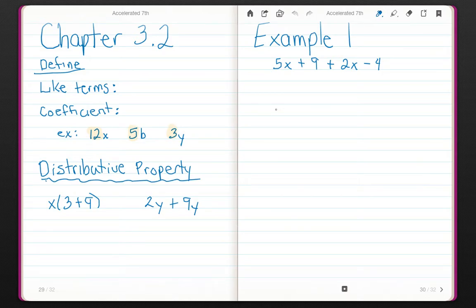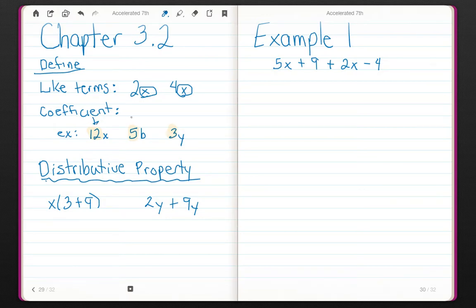Chapter 3.2, Simplifying Expressions. The definitions for this lesson are like terms and coefficient. Like terms are terms that have the same variable factors. So for example, 2x and 4x are considered like terms because they are both multiplied by x. A coefficient is the number that goes in front of your variable. It's the number factor of the equation: 3y or 5b or 12x.